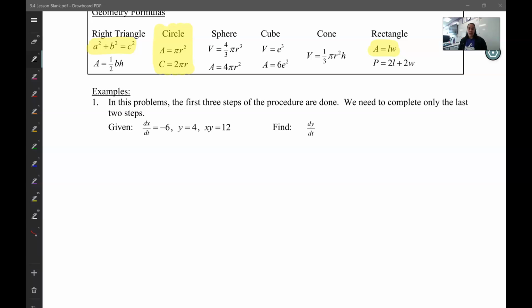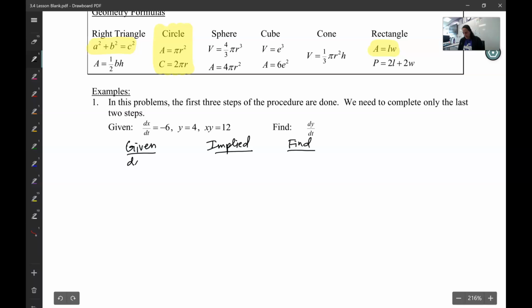Let's try another related rates problem. This one is not a story problem. It's just like a pure algebra problem. But we're still going to start it the same way. We have given, implied, and find.